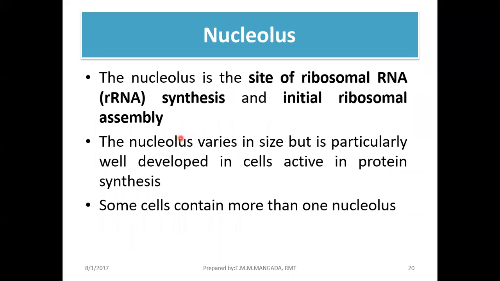So the nucleolus, I should say, is the site of ribosomal RNA synthesis and initial ribosomal assembly. Okay, bakit initial guys? Kasi yung final assembly po, nangyayari po yan sa cytoplasm, so outside the nucleus. So your nucleolus varies in size but is particularly well developed in cells that are active in protein synthesis. Some cells may contain more than one nucleolus.